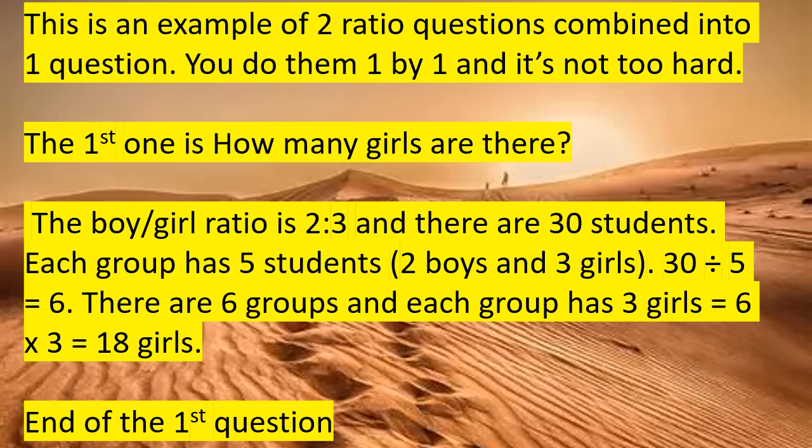The first one is, how many girls are there? The boy-girl ratio is 2:3, and there are 30 students. So each group has 5 students, 2 boys and 3 girls. 30 students divided by 5 each group, and that means there are 6 groups. There are 6 groups, and each group has 3 girls, so that equals 6 times 3 girls equals 18 girls. So that's the end of the first question. How many girls are there?